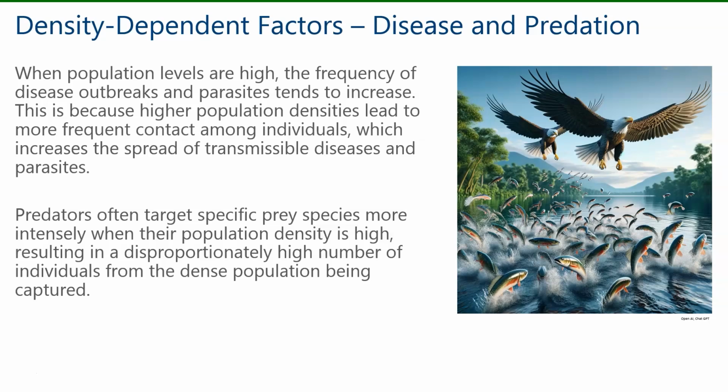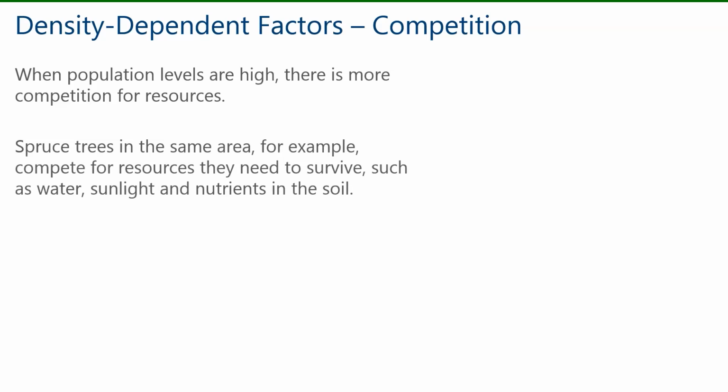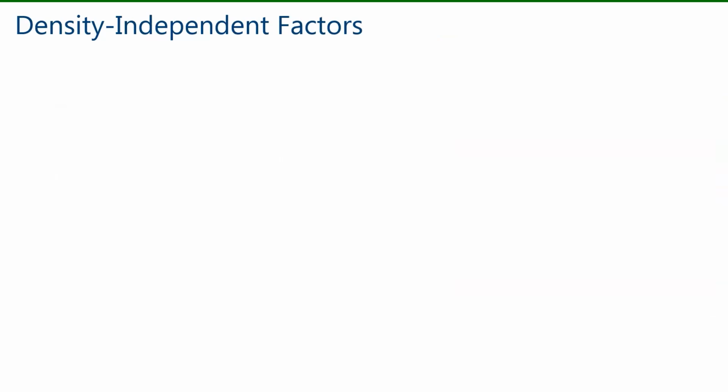So in the image, we see that there's a high population of trout in this small area, and they are being targeted disproportionately by the eagles. The eagles have other prey opportunities like hare and mice, but they're specifically targeting the trout because the population density is so high. When population levels are high, there is also more competition for resources. Spruce trees in the same area, for example, compete for resources they need to survive, such as water, sunlight, and nutrients in the soil. Now we're going to move on to density-independent factors.